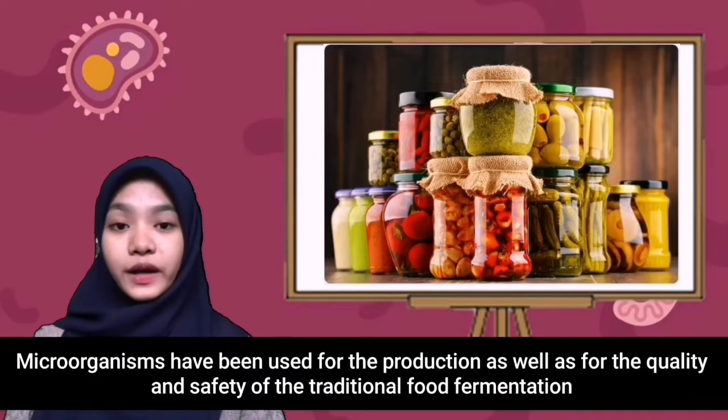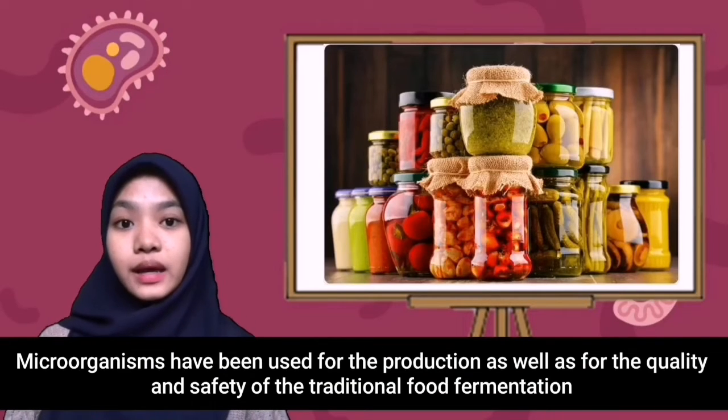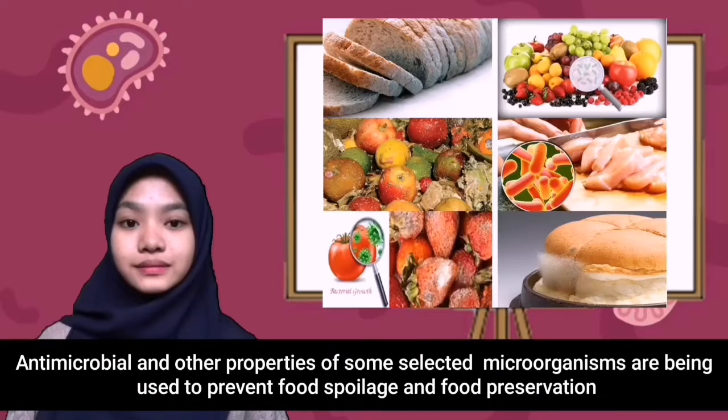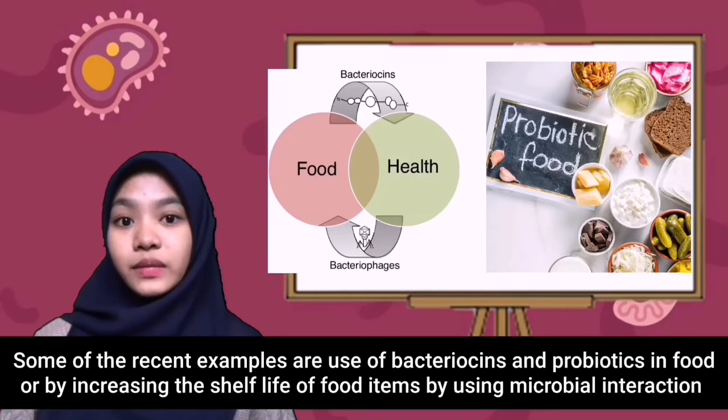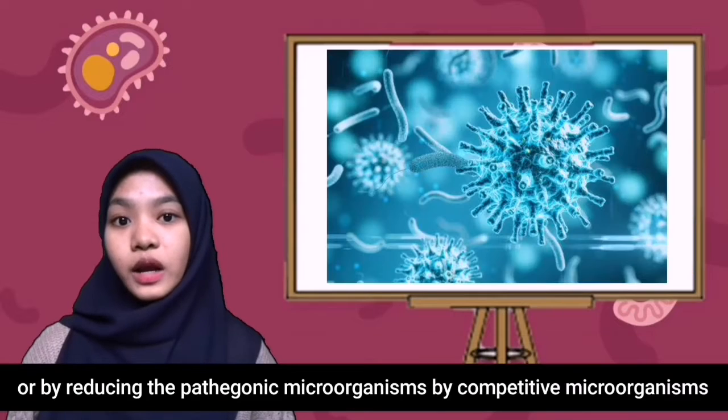The third role is improvement of food safety. Let's start it. Microorganisms have been used for the production as well as for the quality and safety of the traditional food fermentation. Antimicrobial and other properties of some selected microorganisms are being used to prevent food spoilage and for food preservation. Some of the recent examples are use of bacteriocins and probiotics in food, or increasing the shelf life of food items by using microbial interactions, or reducing the pathogenic microorganisms by competitive microorganisms.